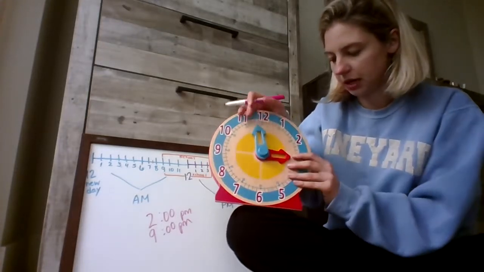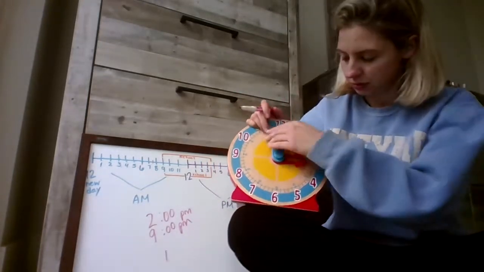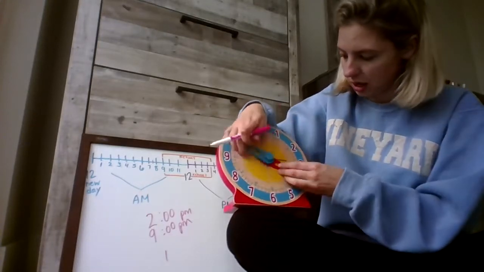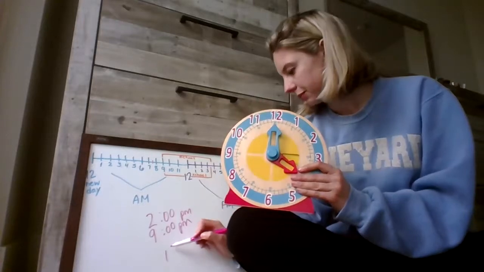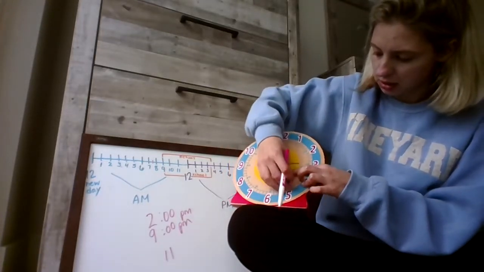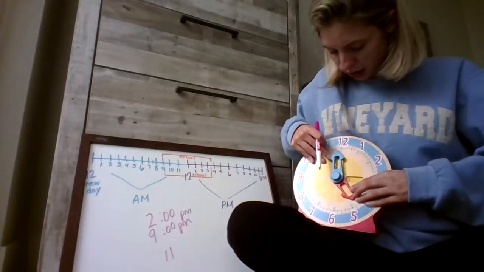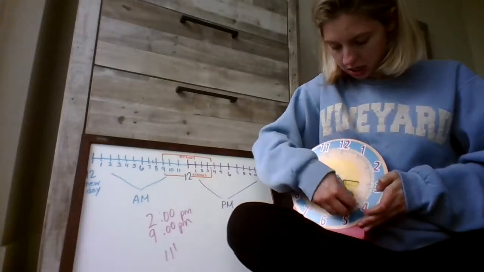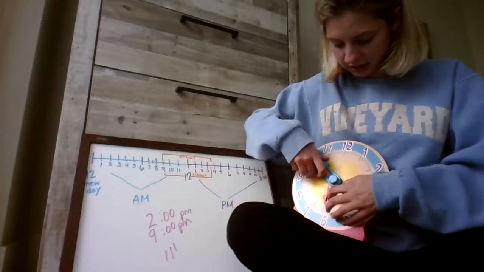One hour has gone by. Now it's 3. Another hour has gone by. Now it's 4. Another hour has gone by. Now it's 5. Sorry, friends, it's a little hard. Another hour has gone by. Now it's 6.